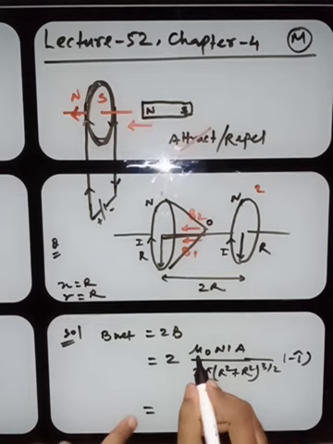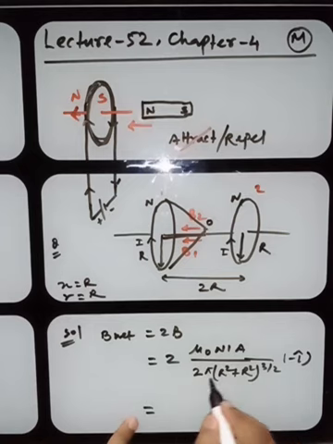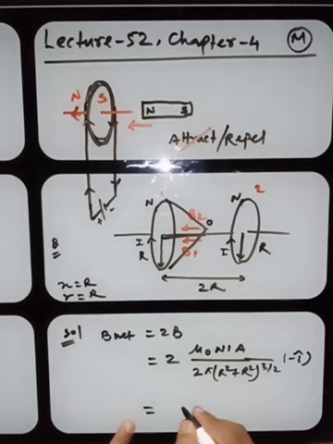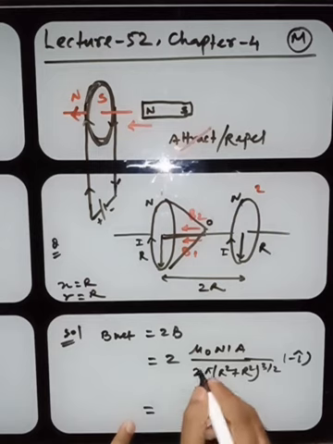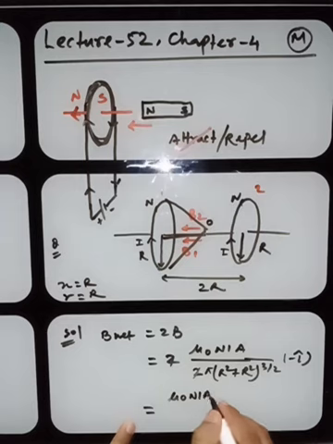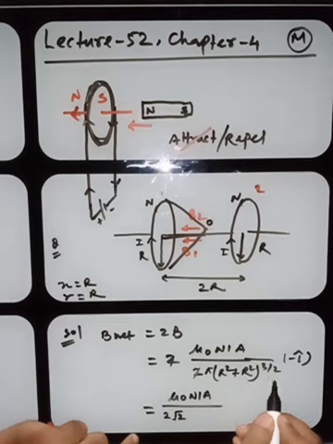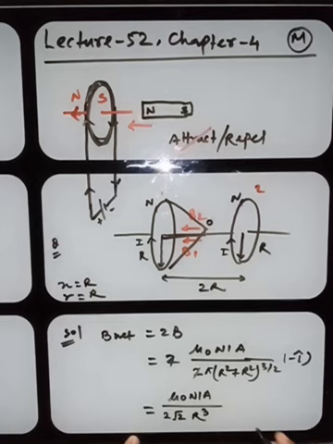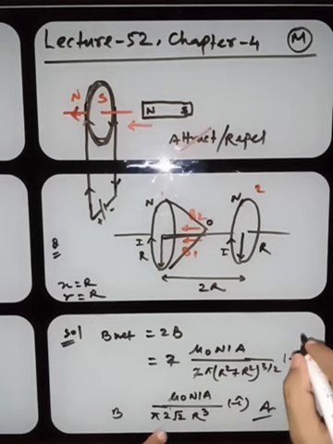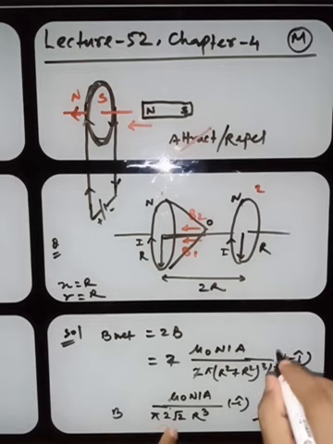Now it is mu naught n I a. Let us solve. 2 will be cancelled out. Mu naught n I a divided by 2R square to the power 3/2, that is 2√2 R cube, along minus i cap, and this is your answer. Pi is also left, so mu naught n I a divided by 2 pi root 2 R cube.